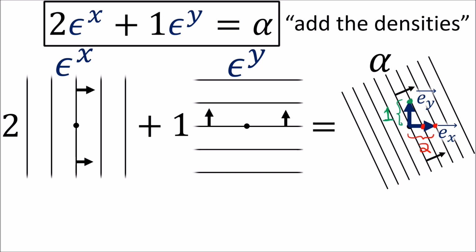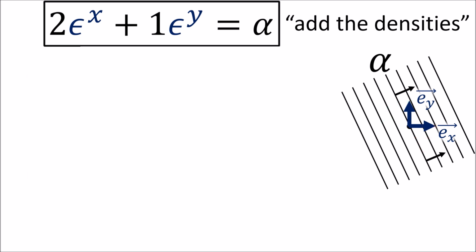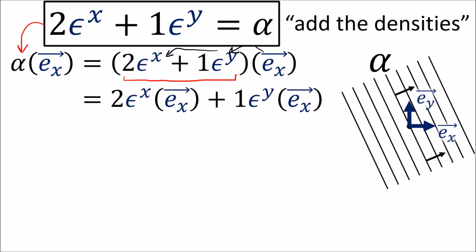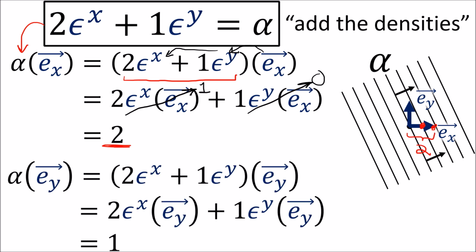So its density in the x direction is 2, and its density in the y direction is 1. We can confirm this algebraically by having alpha act on the Ex basis vector. So alpha is really 2 epsilon x plus 1 epsilon y, and we can pass the input Ex to each of these basis covectors. Epsilon x of Ex is 1 by definition, and epsilon y of Ex is 0. So we get that the density in the x direction is 2 as expected. And following a similar process for Ey, we get that the density in the Ey direction is 1 as expected.